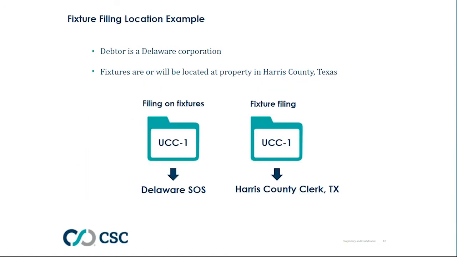To help demonstrate the previous slide, take the example given in this slide. The debtor is a Delaware corporation, and the fixtures are or will be located at the property in Harris County, Texas. The filing on fixtures will be filed with the Delaware Secretary of State office, while the fixture filing will be filed with Harris County Clerk in Texas.